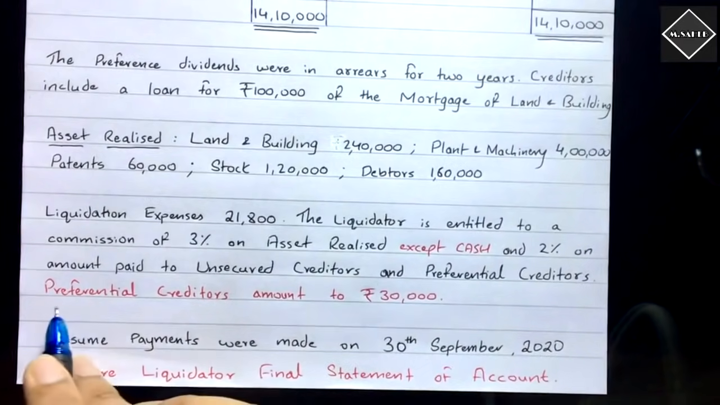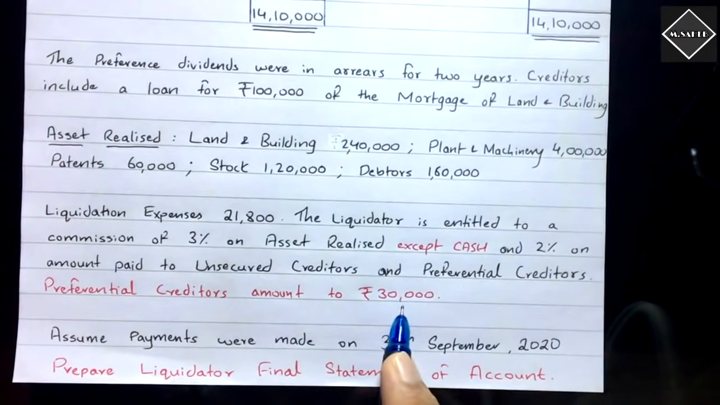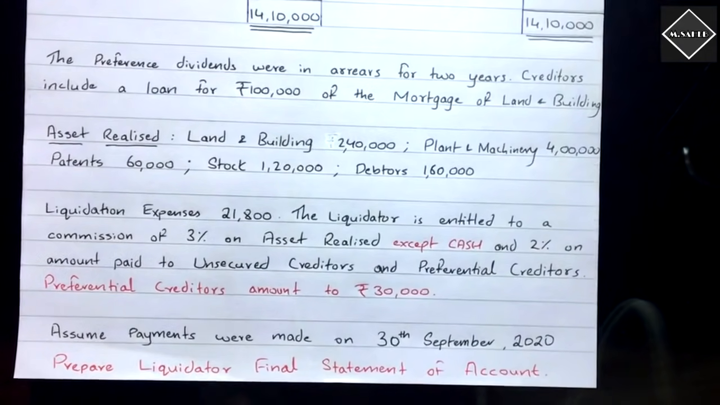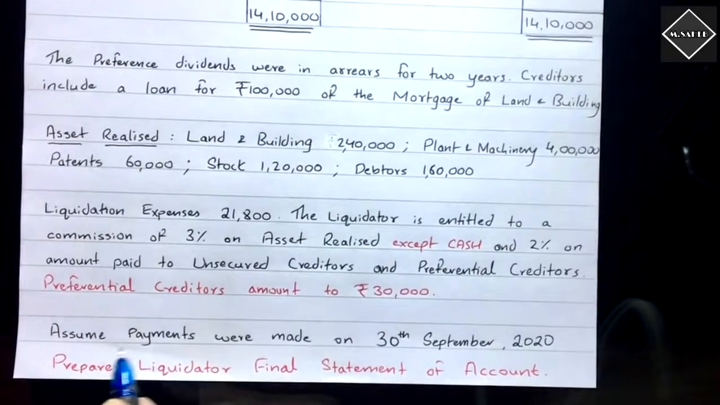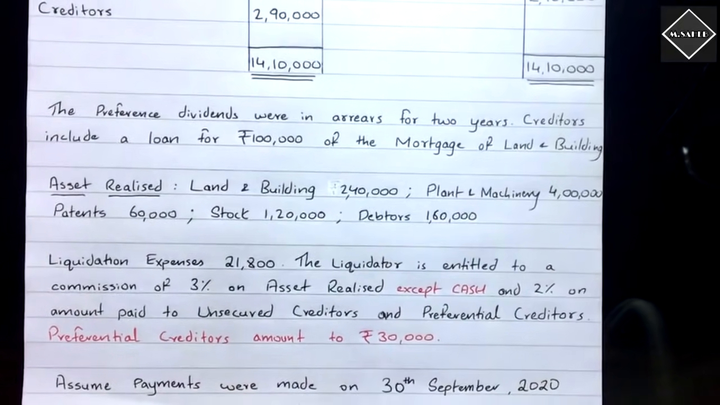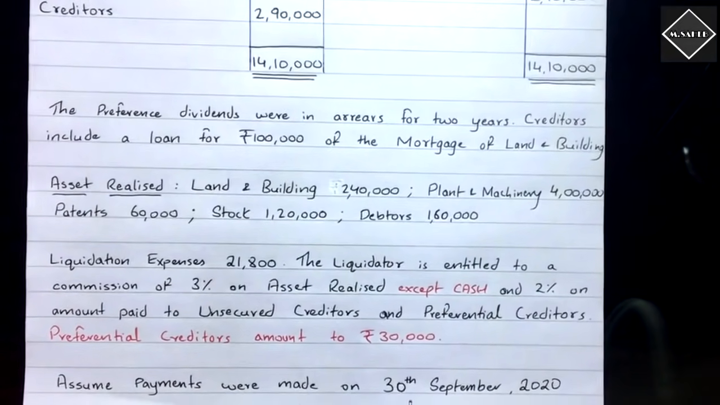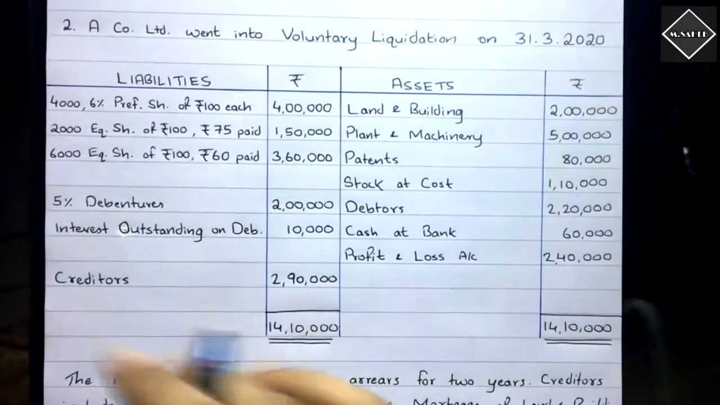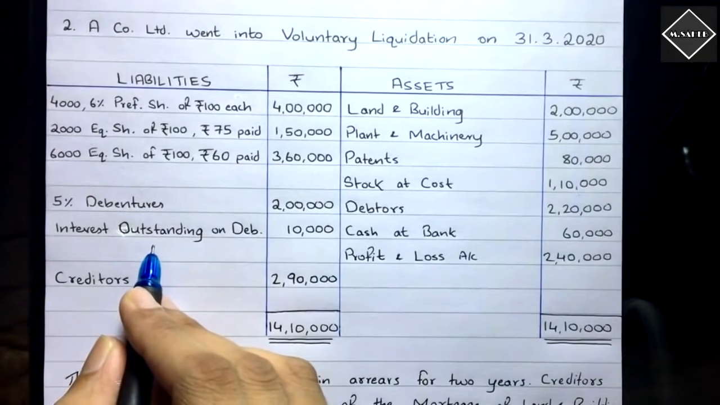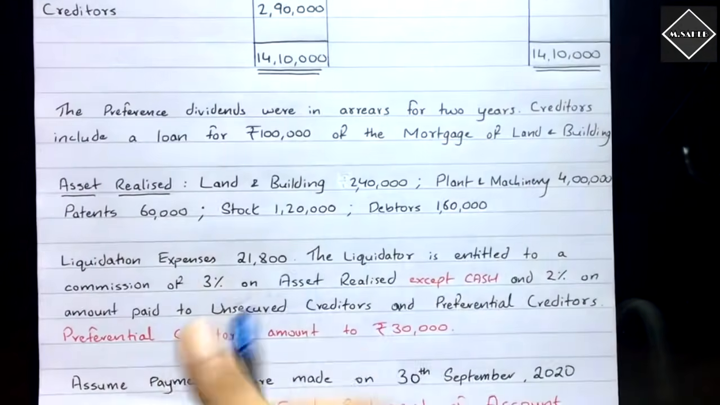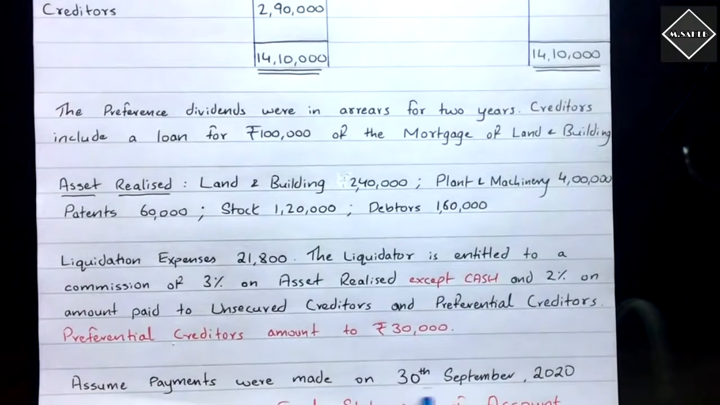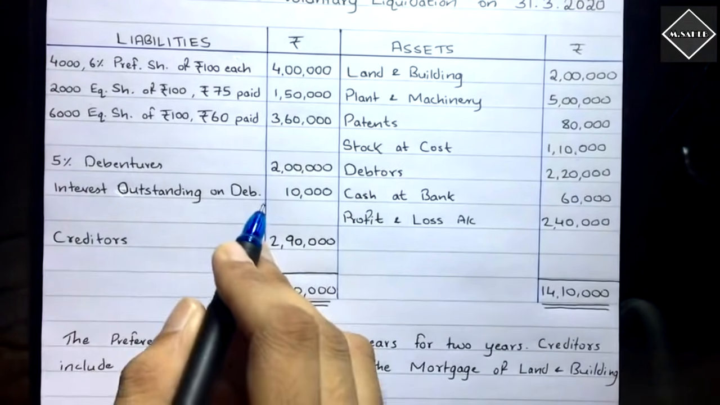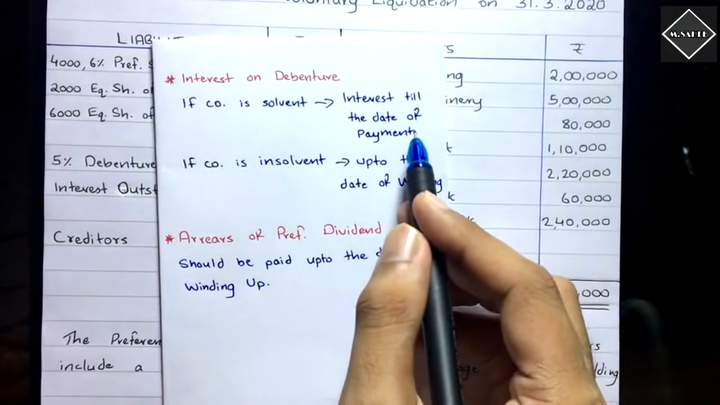liquidator. And then they have said preferential creditors amount to rupees 30,000, and assume payments were made on 30th September 2020. Now you will think, why is this payment date given? The reason is that you can calculate the interest till the date of payment. Always remember, if this payment date is given and there are debentures, then you have to take interest till the date of payment.